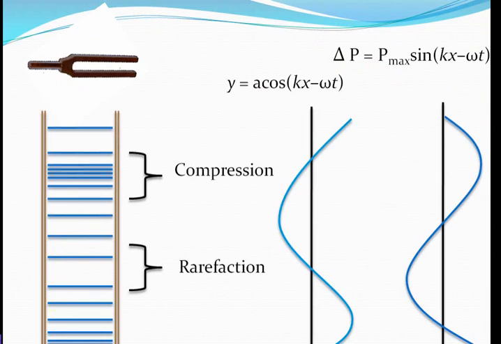But essentially the pressure change at any point in a longitudinal wave is given by delta p equal to p max sin kx minus omega t. And the interesting point is, just as the actual wave y equal to a cos kx minus omega t comes down and gets reflected back and forms a standing wave, the pressure wave also forms a standing wave. This pressure wave also travels downwards and gets reflected back upwards and forms a standing wave.